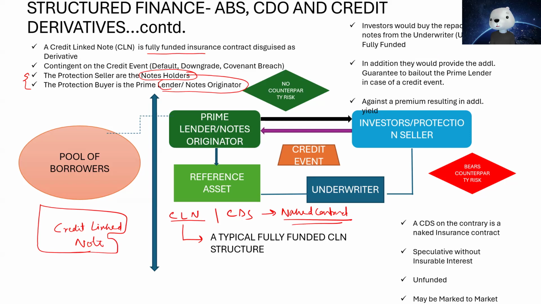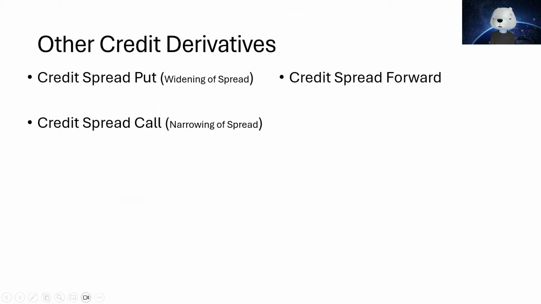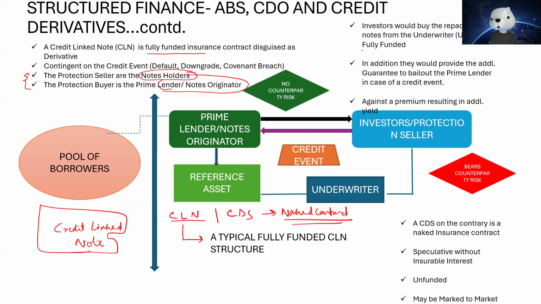Investors would buy the repackaged notes from the underwriter upfront, fully funded, and that is the reason that they are called a fully funded CLN. In addition, they would provide an additional guarantee to bail out the prime lender in case of a credit event against a premium, resulting in additional yield. Okay, so let's understand things from a somewhat better perspective.